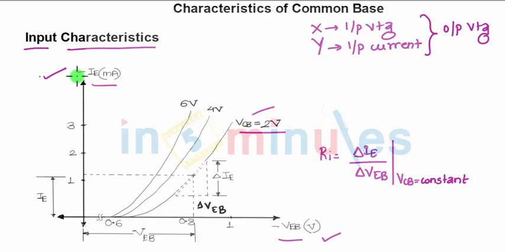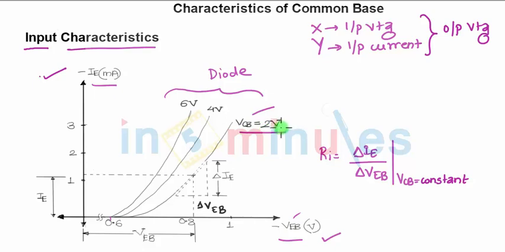Now what you can see over here is that the characteristics of the forward biased common base NPN transistor is similar to a diode. In diode characteristics also, after 0.7 volts you get an exponential increase in the current with the increase in the voltage. So you can say it is similar to a forward biased diode.